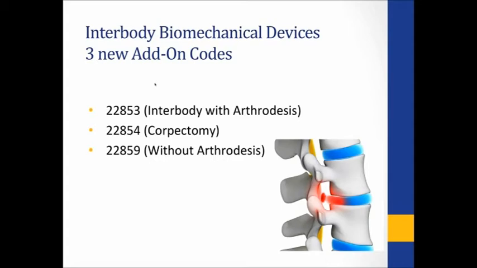But let's get back to the 22854, which is the second code, and that's the device that goes in the corpectomy, and I showed you on the previous slide. And then the last one, 22859, is when they use some sort of interbody device, but not with fusion. That's why it says without arthrodesis. I don't see that used a lot. I have seen patients that have cancer that they use those devices to kind of hold the patient together.